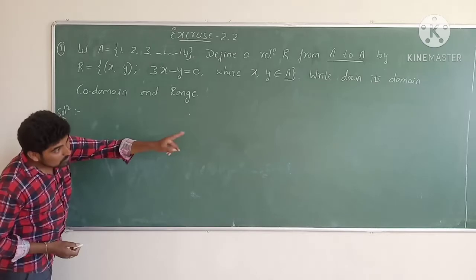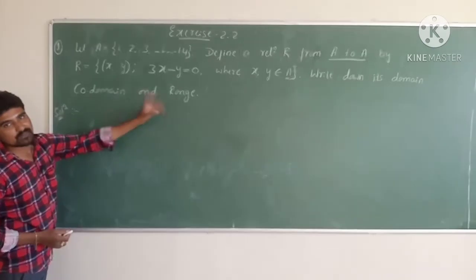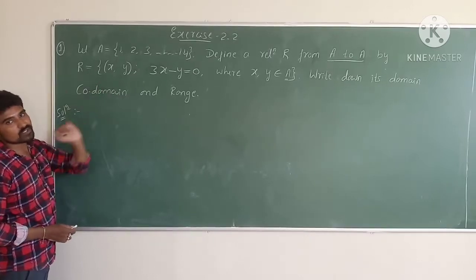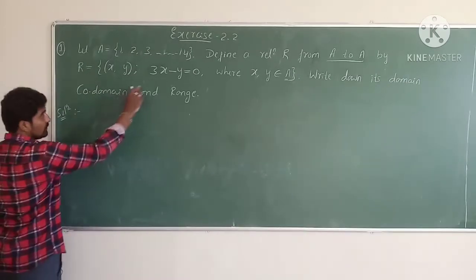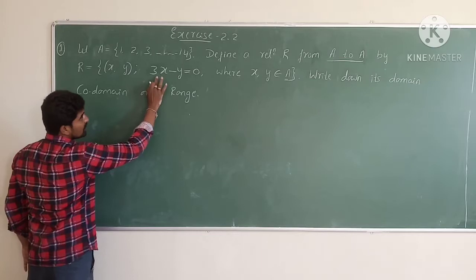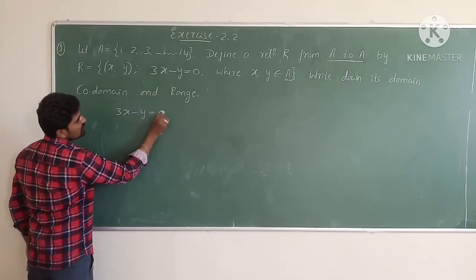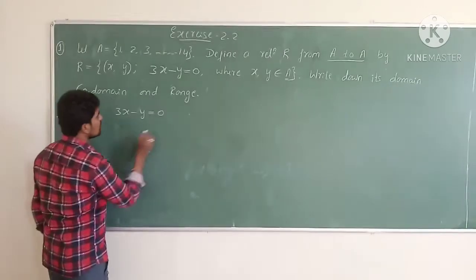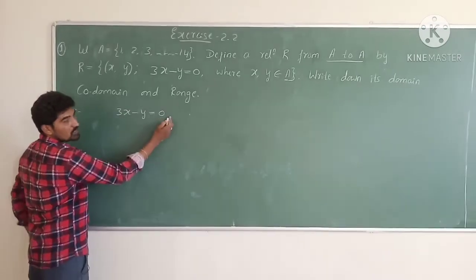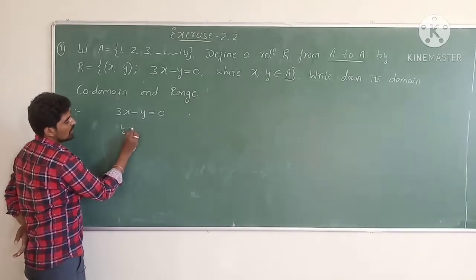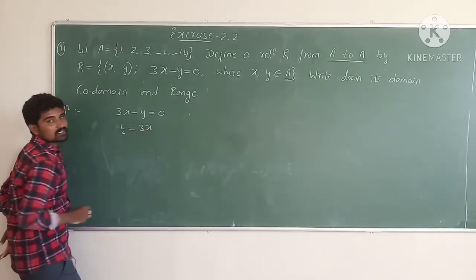So for the domain, codomain and range of the relation, first we need to write the given relation in roster form. For that, the given relation between x and y is 3x minus y equals 0. It means what? Shift this minus y towards the right hand side. It becomes 3x equals y, or y equals 3x.